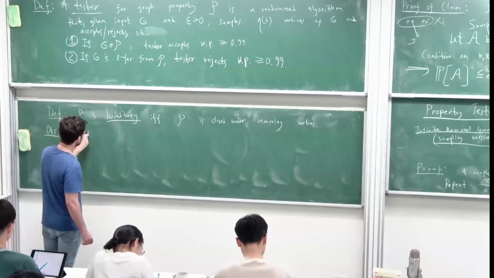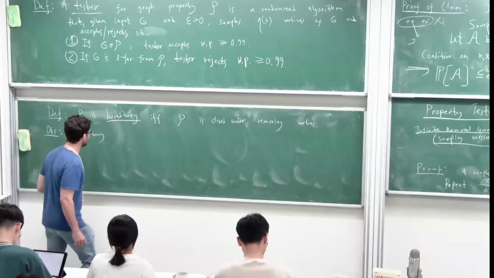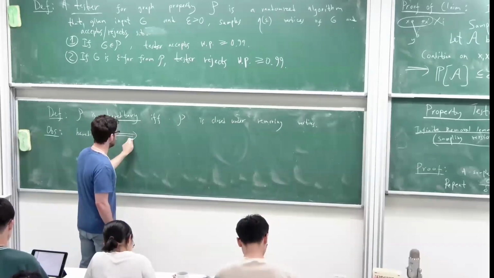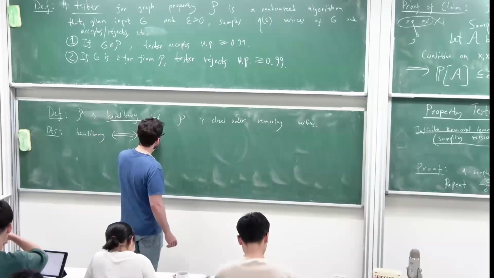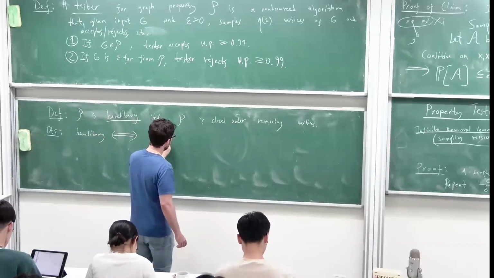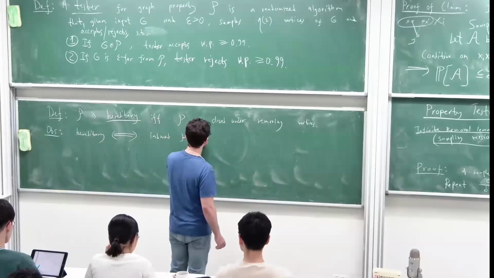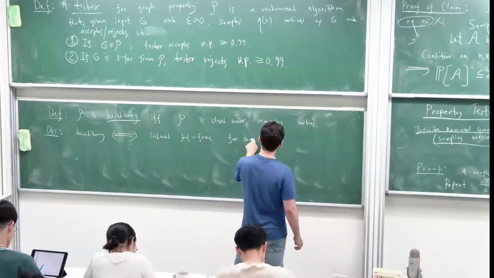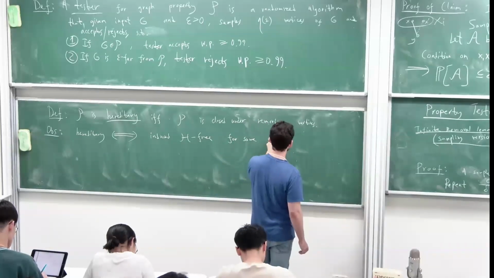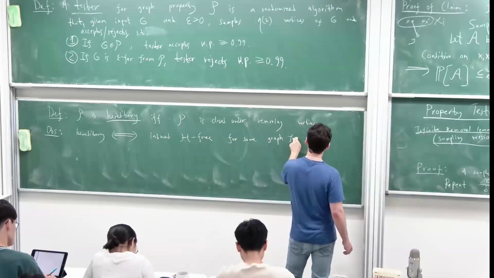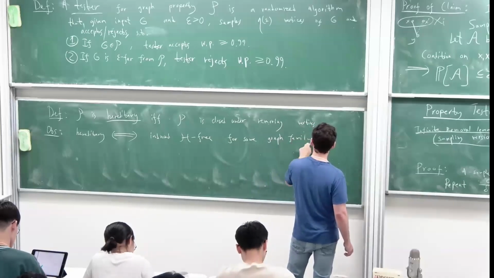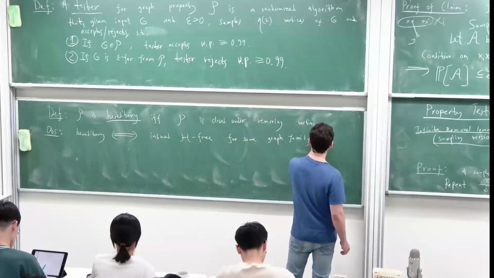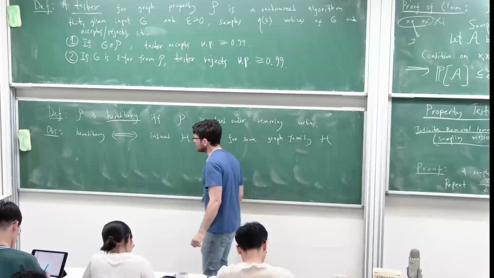Okay, and observe that being a hereditary property is the same as being of the form induced-H-free for some graph family H. So it's exactly the same thing.